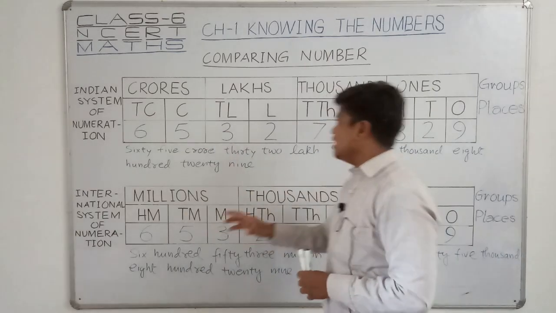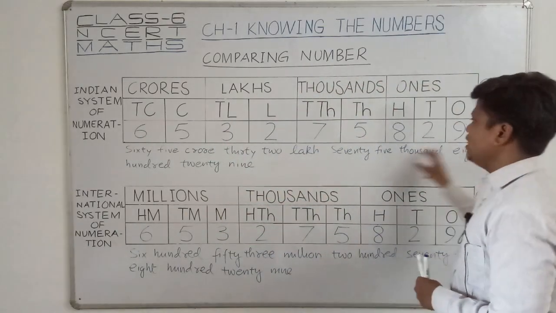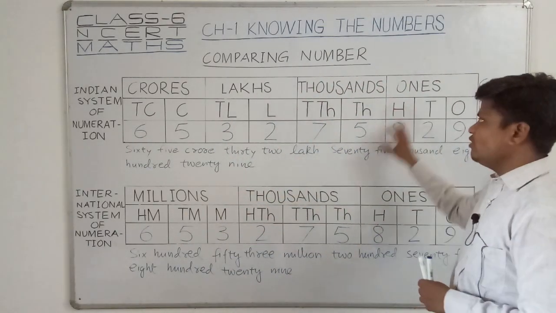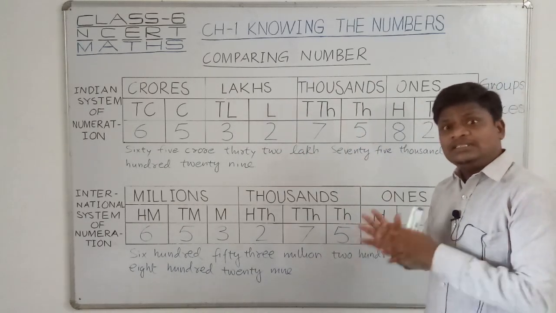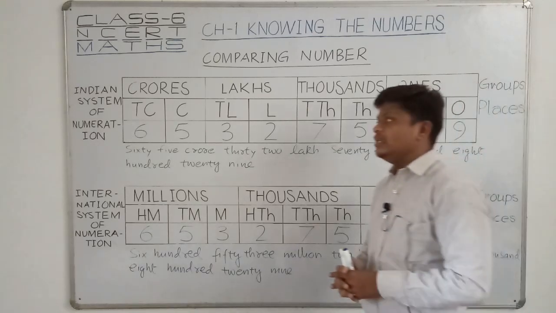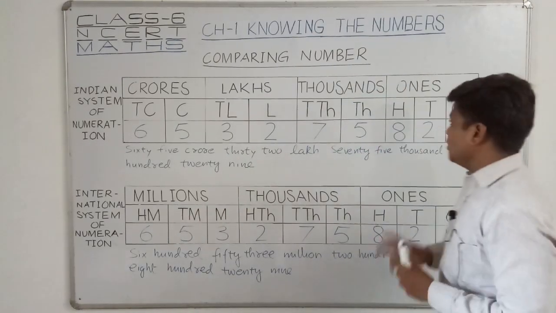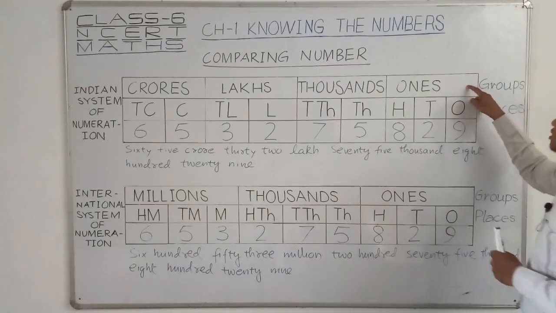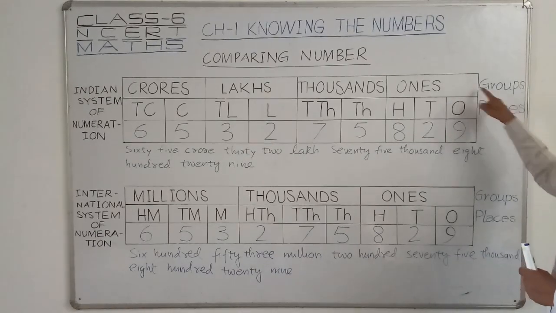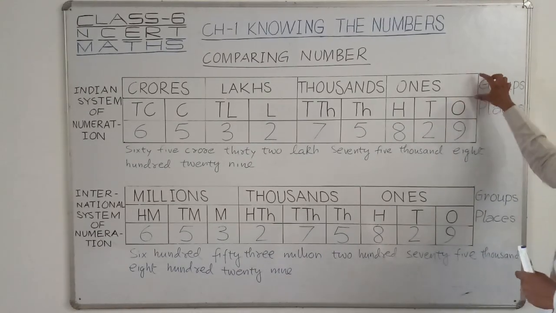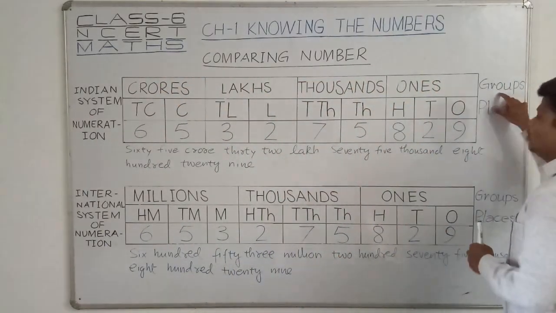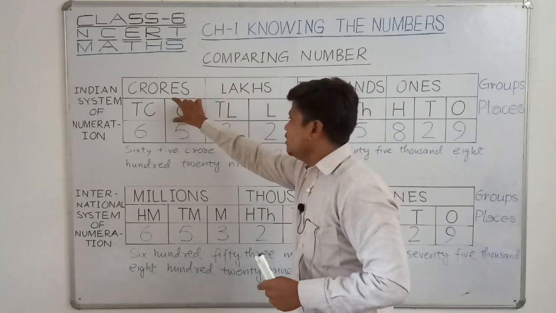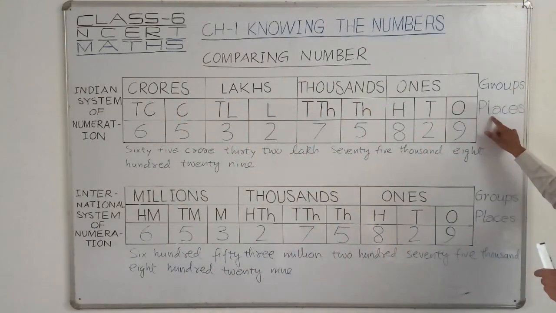As you can see, I have made a table, right? This is the graph, or we can say the short table, in which we can easily understand what exactly the Indian system of numeration is. You can see that in the first place I have written the groups. This period is known as the groups, and this period is known as the places of the numbers.